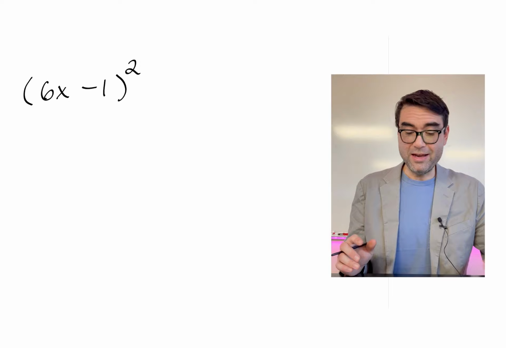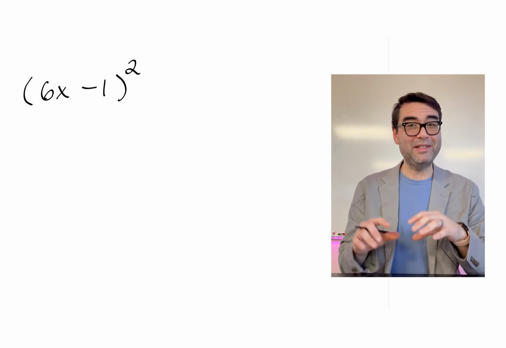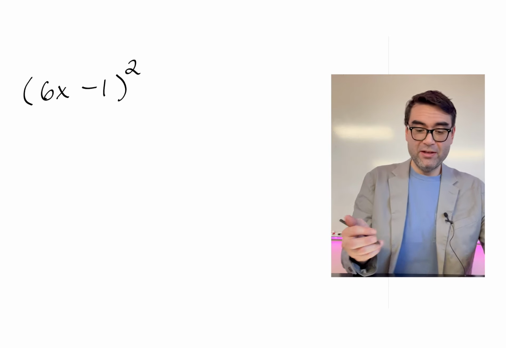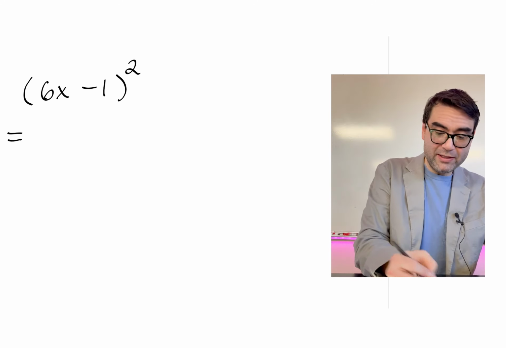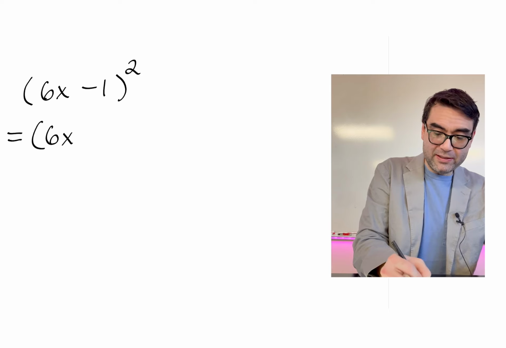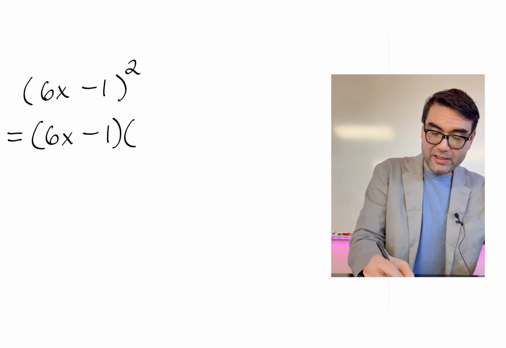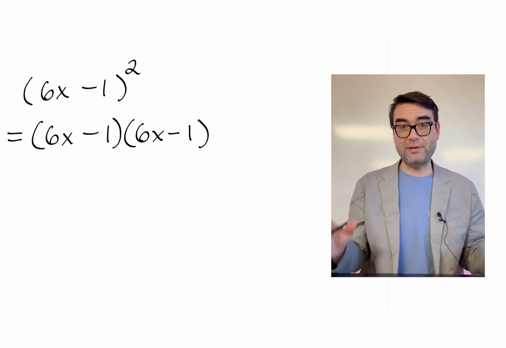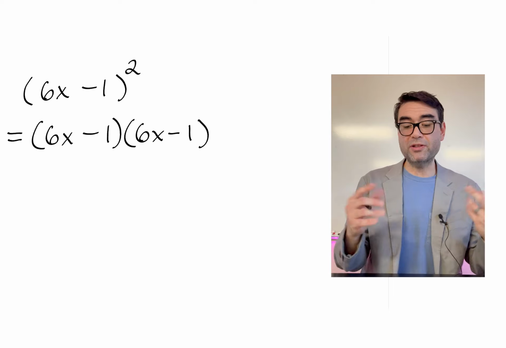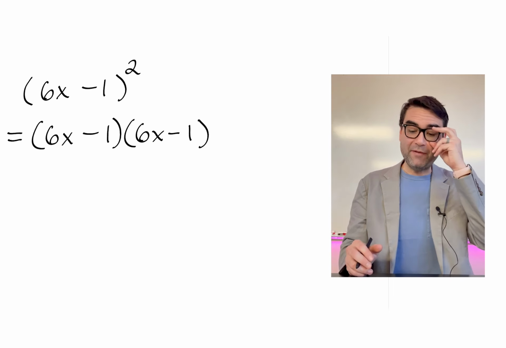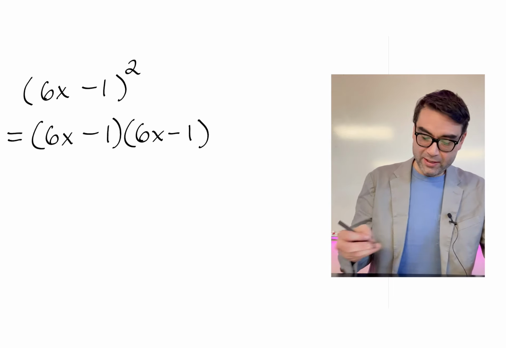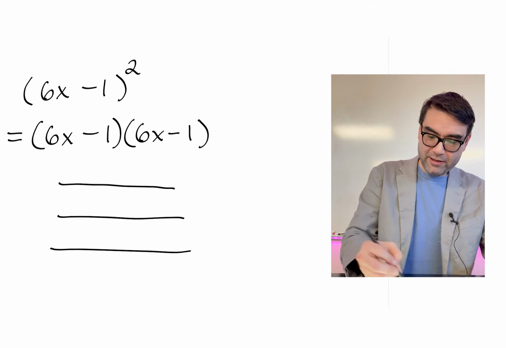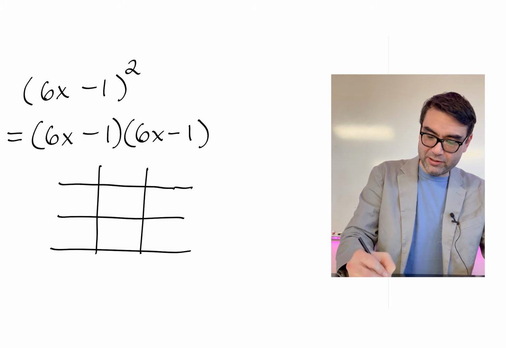It's not just as simple as squaring the terms inside the binomial. You actually have to square the binomial itself. So what I mean by that is we'd have to rewrite this. This actually means 6x minus 1 times another 6x minus 1 binomial. This is a binomial times a binomial. You cannot just multiply or square the terms inside the binomial. We have to multiply the binomial times itself. So I'm just going to go ahead and go back to my grid to help me organize my multiplication.